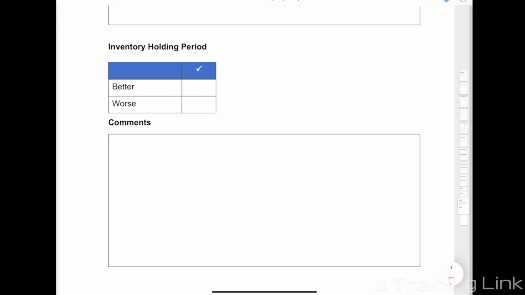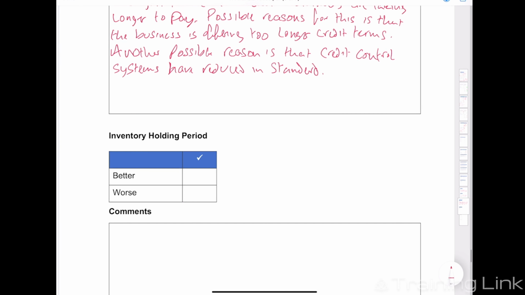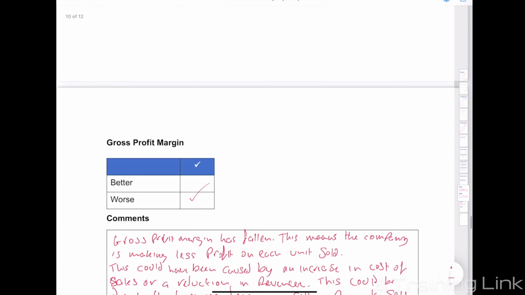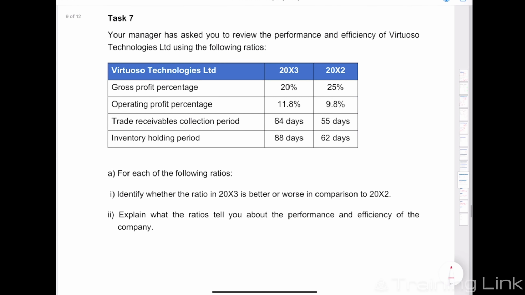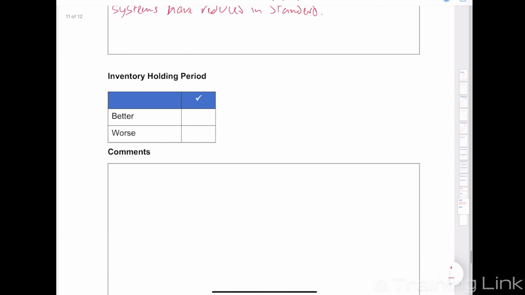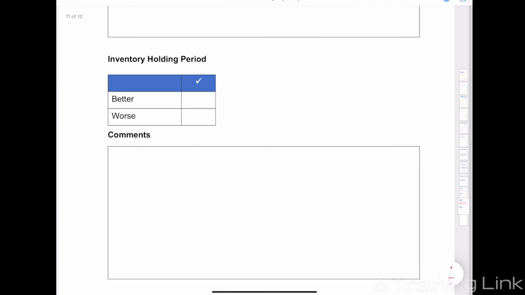Now the last one on the list is the inventory holding period. So again, let's go up. So the inventory holding period has gone from 62 days to 88 days. Again, that is a bad thing. We want that to be as low as possible, really. So that would be worse.